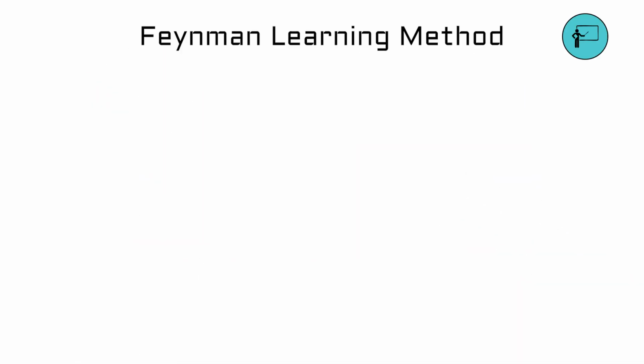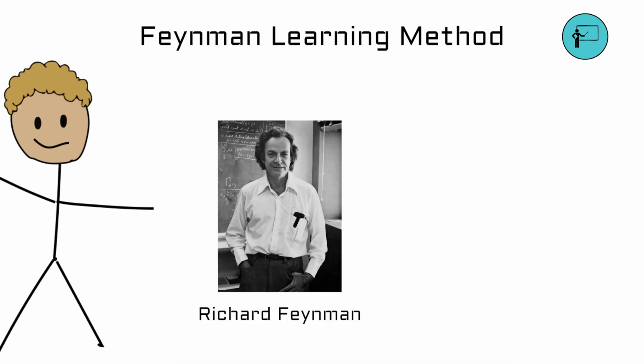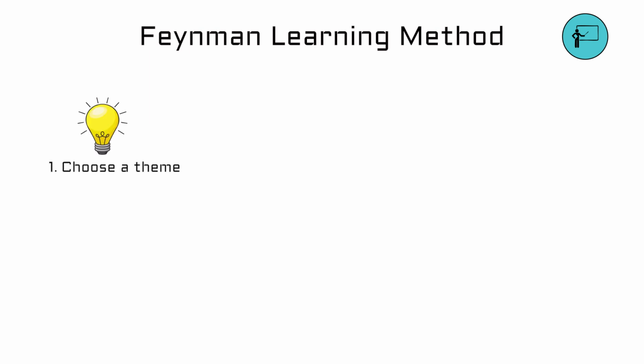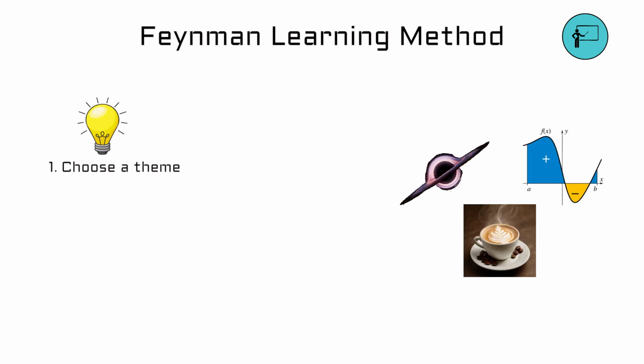Feynman learning method. This is the secret trick of Nobel-winning physicist Richard Feynman, the core idea. If you can explain something simply, you really understand it. How to use it in 4 easy steps. Step 1. Pick something you want to learn, like black holes, calculus, or why coffee wakes you up, and understand it. Step 2.